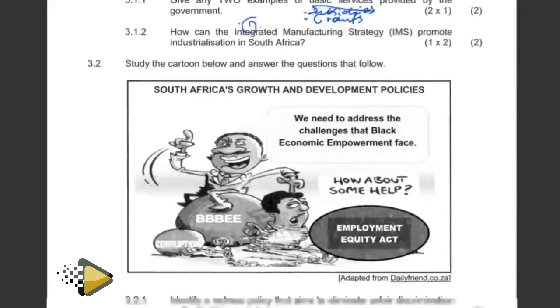The next question that we have, 3.1.2, reads as follows. How can the integrated manufacturing strategy promote industrialization in South Africa? So still remember, grade 12, the moment we talk of industrialization, or the moment we talk of an industry, we refer to a group of firms that sell the same product. So in this regard, it means that here in South Africa, we have different sets of industries.